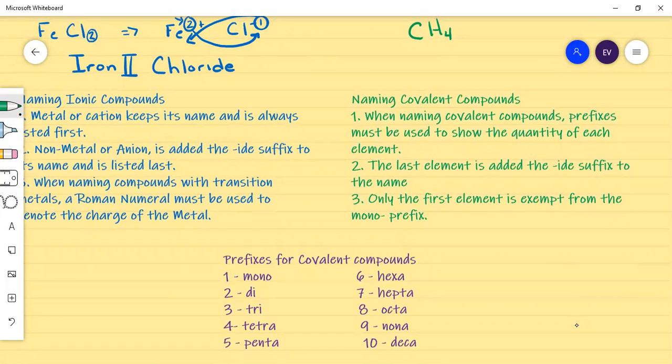So actually naming covalent compounds is really simple. You just have to take a look at how many of each element is in the compound, and then just pick the right prefix, right? Now, third rule says that only the first element is exempt from the mono prefix. So I have an invisible 1 here that tells me I have 1 carbon. But because it's the first element, I don't have to put the mono prefix, right? So to name this guy, this is going to be carbon.